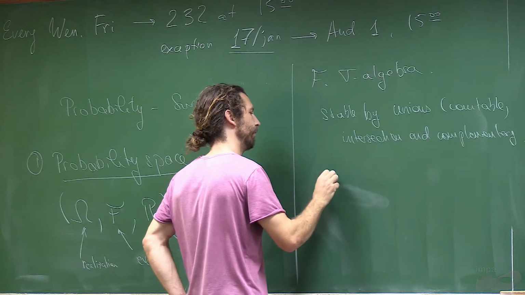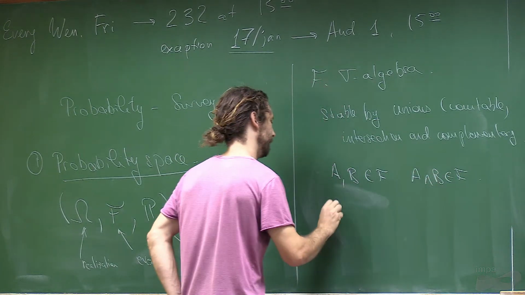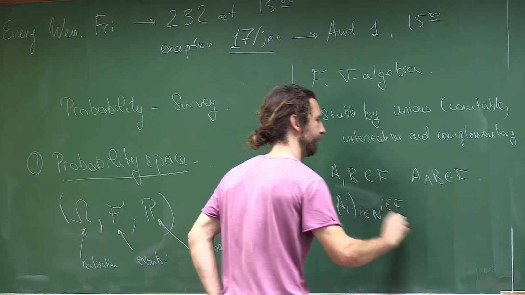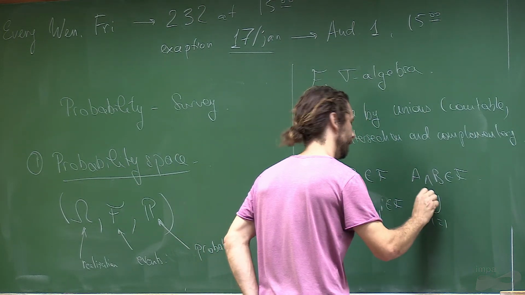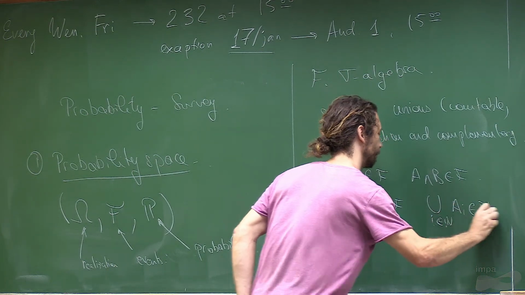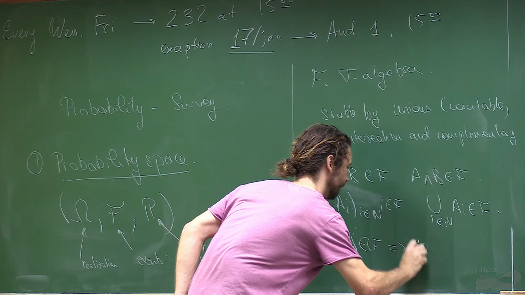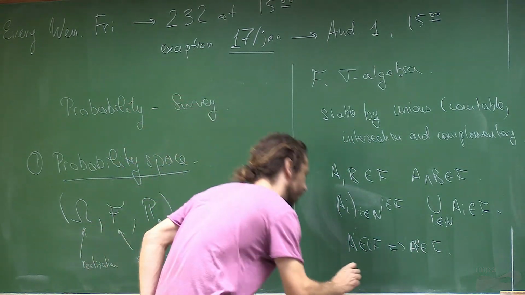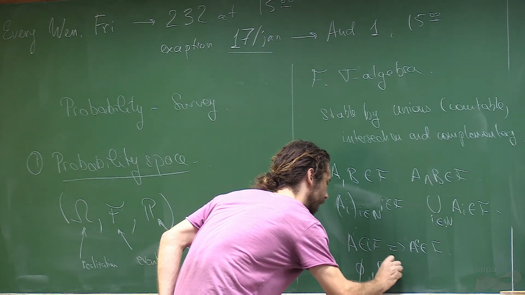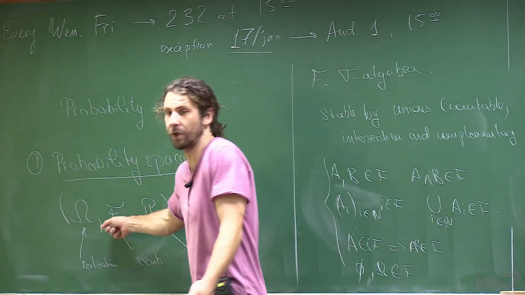It means that if A, B are in F, then A and B are in F, and if A1, ..., An are in F, then the union of the Ai will be in F, and if A is in F, then A complement will also be in F. And of course, the empty set and the full set are in F. That's basically the definition of a sigma algebra. So this tells you basically what you can measure.